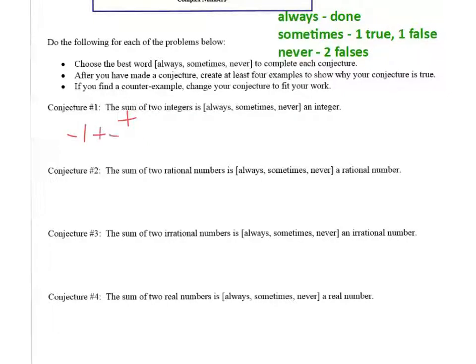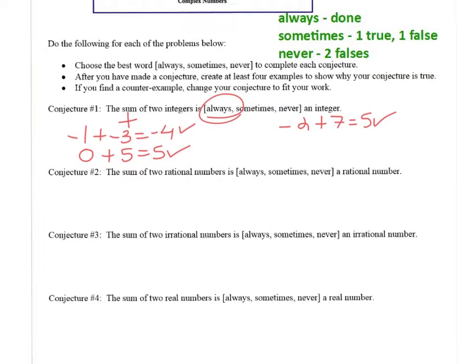-1 plus -3. Nope, that's an integer. How about 0 plus 5? That's an integer. What about a negative and a positive? What about -2 plus 7? That's an integer. So the answer is always. I cannot think of a time where I add two integers and I don't get an integer. So the sum of two integers is always an integer. So we'll pause the video here. We'll give you about 4 minutes. You try 2, 3, and 4, and then we'll unpause it and check your answers.